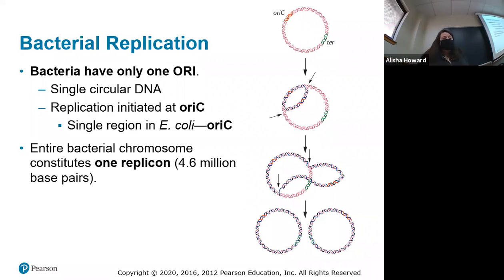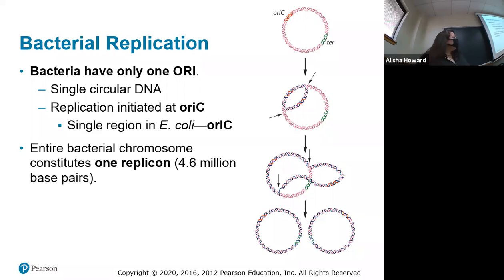So bacteria have one origin of replication called the ori. And the sequence for it is going to be species specific. And so the names can vary a little bit between different organisms. So for instance, in E. coli, ori is the broader term of the family of these sequences. In E. coli, it's called the oriC. And the entire bacterial chromosome constitutes one replicon.